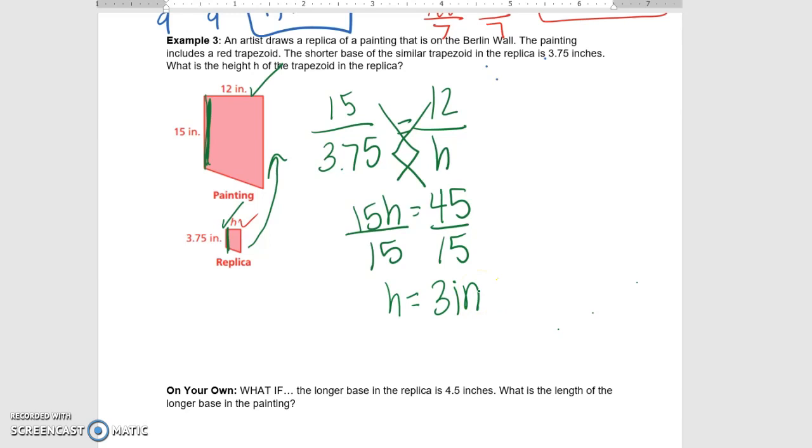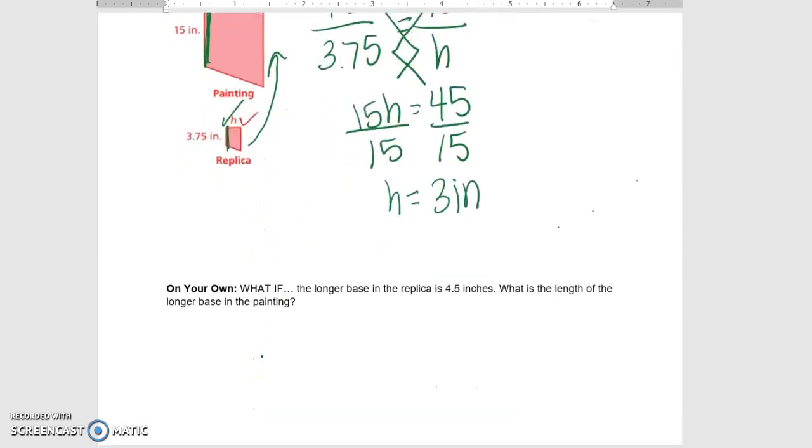So it's just like the problems that we just did above, it's just now they're making it into a word problem. So this height right here is 3 inches. So I want you guys to take a second, pause the video, try the on your own problem. It's a little more difficult. Pause it, and then I'll go through it in just a second.